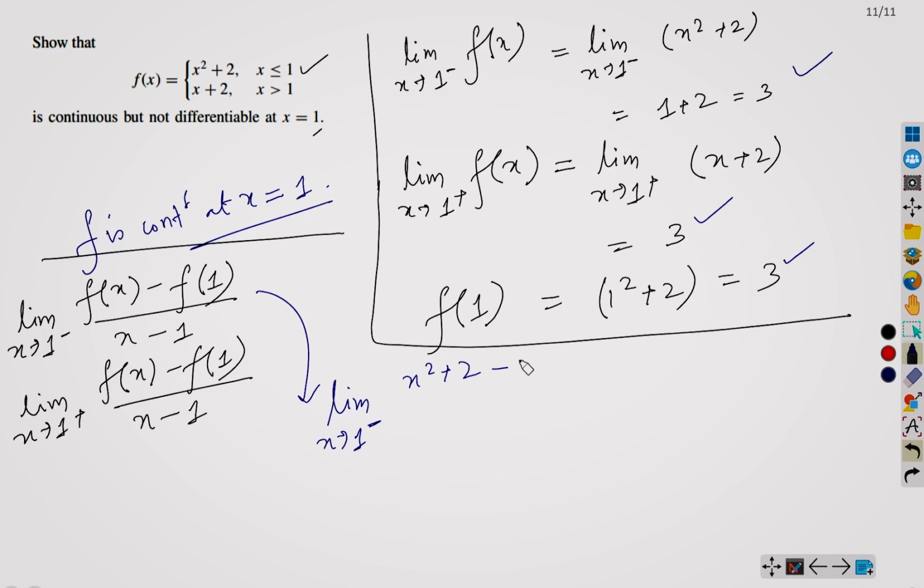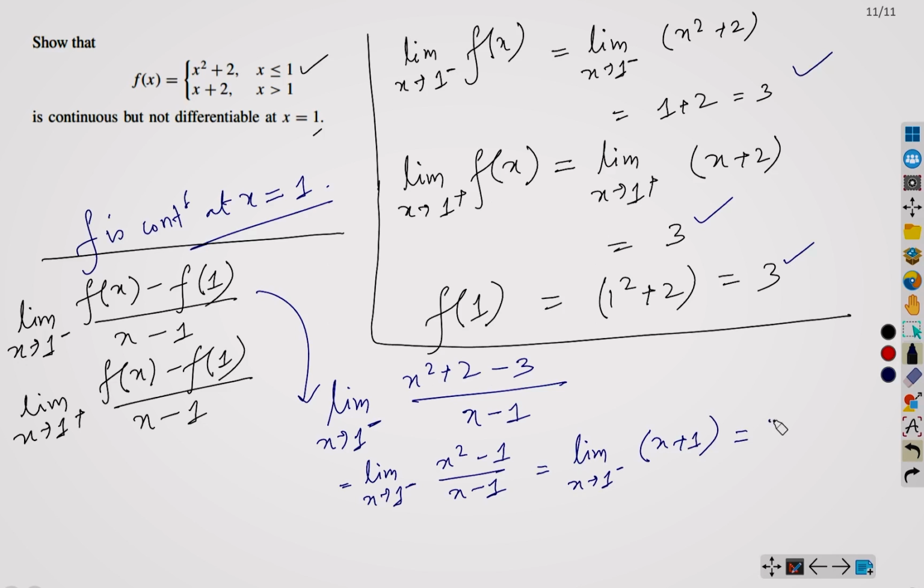f(1), we know, is 3, and the denominator is x minus 1. If we simplify this, x square plus 2 minus 3 means x square minus 1 by x minus 1. Simplifying, we have x plus 1. This is 2.